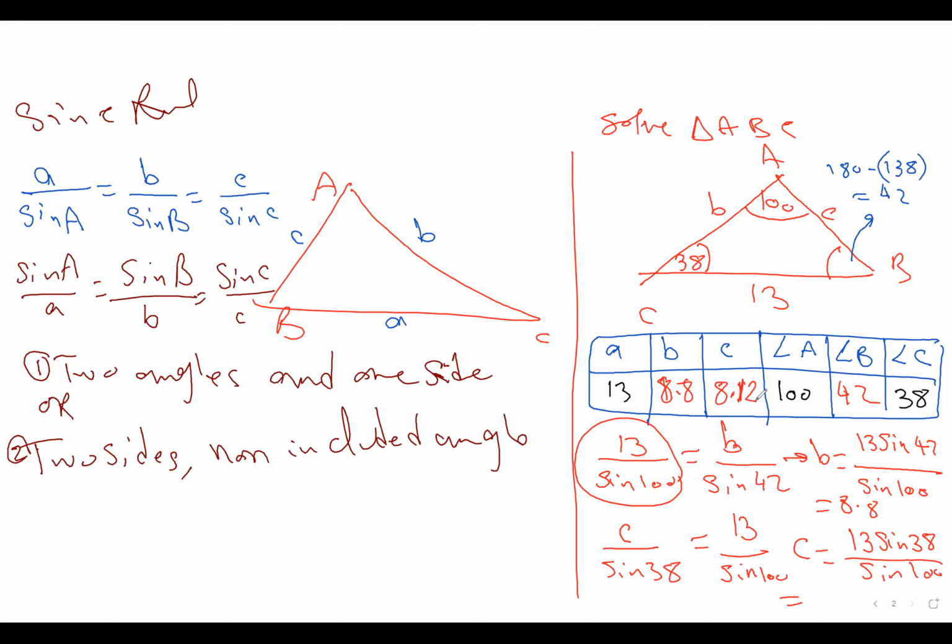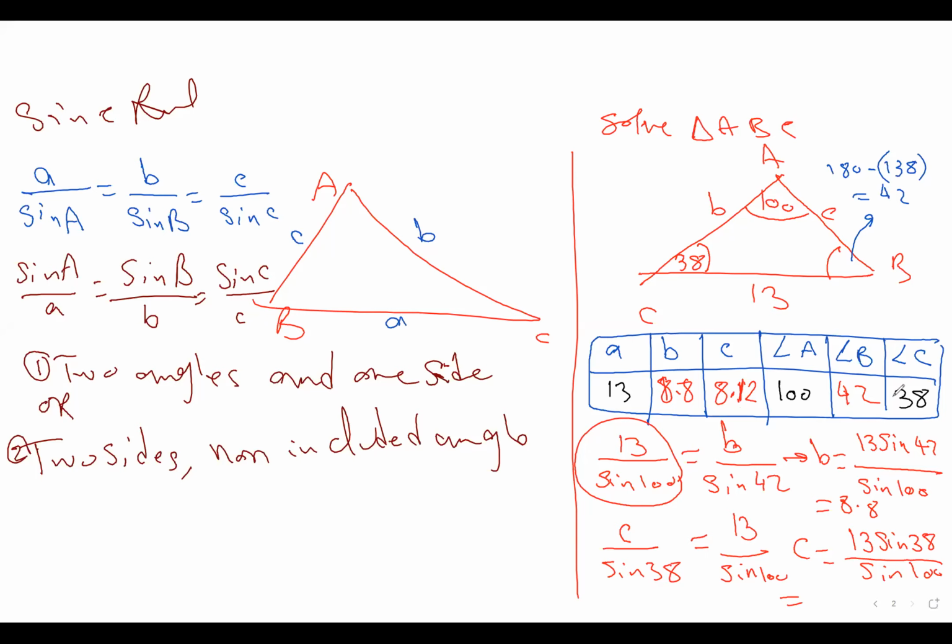8.12. Thank you. So compare between the sides and the angles. Where is the greatest side? It is A. So angle A is 100, so the greatest angle is A. Where is the middle side? It is B. So the middle angle will be angle B. The shortest side is C, which is 8.12.